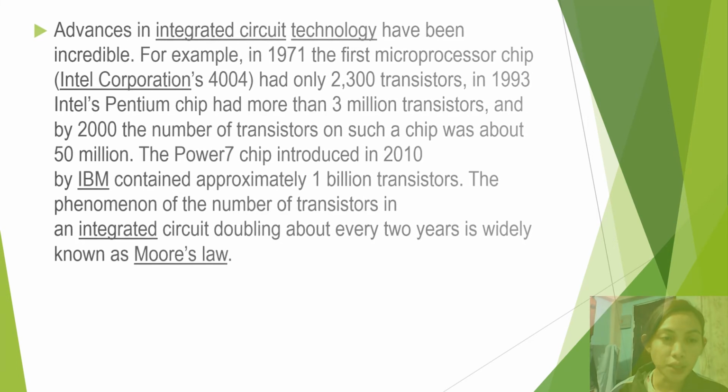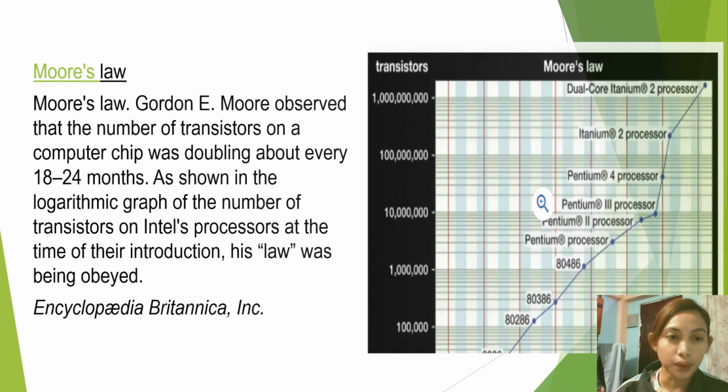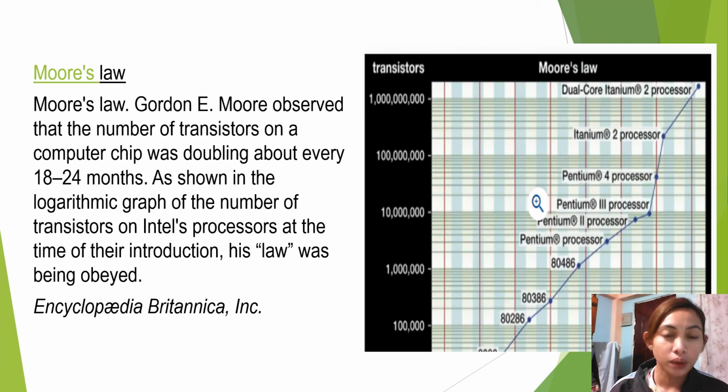Moore's law. Gordon E. Moore observed that the number of transistors on a computer chip was doubling about every 18 to 24 months, as shown in the logarithmic graph of the number of transistors on Intel's processors at the time of their introduction. His law was being obeyed.